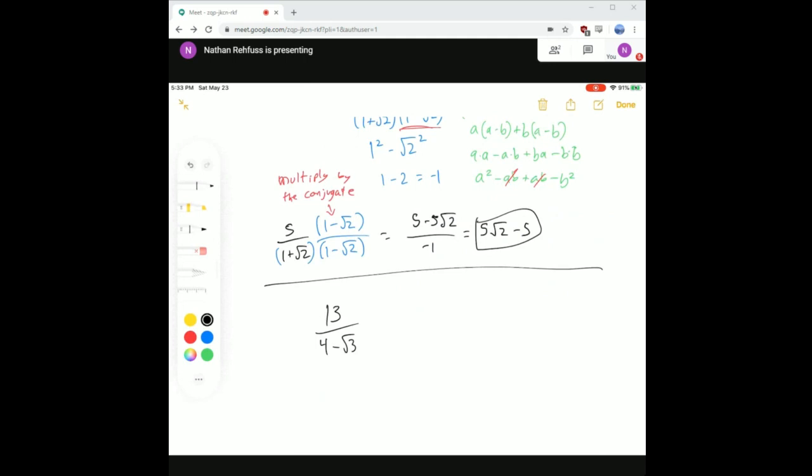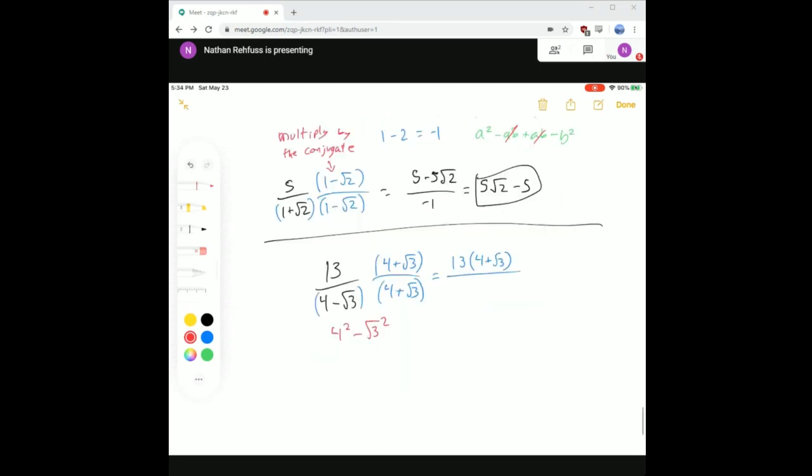What the difference of squares trick is telling me is I need to multiply by the conjugate. To simplify this guy, I'm going to multiply by 4 plus root 3 over 4 plus root 3. So I changed the sign on the root 3. Everything else is the same. So the numerator, let's leave it alone for now. I don't want to FOIL that. I don't want to distribute that yet. I'm just going to say the numerator is 13 times 4 plus root 3. The denominator down here is going to be 4 squared minus root 3 squared, right? That makes sense?